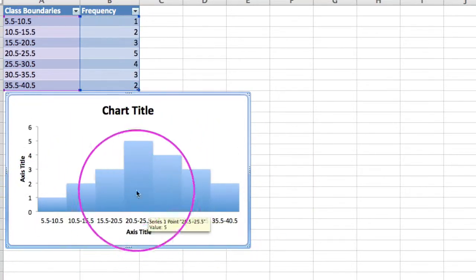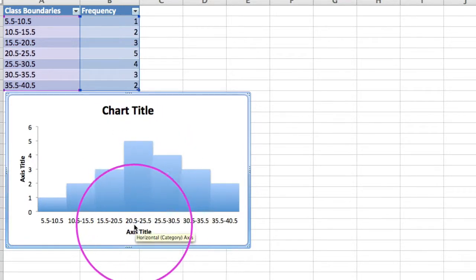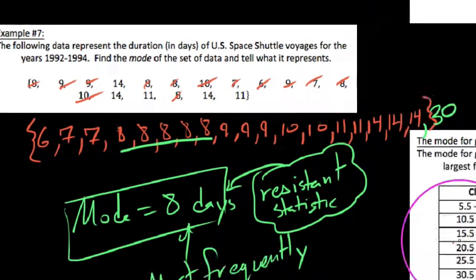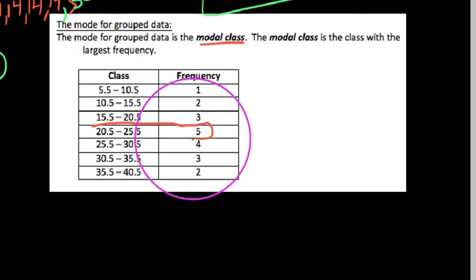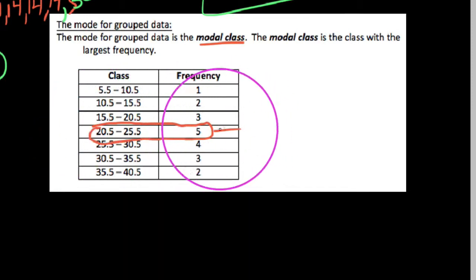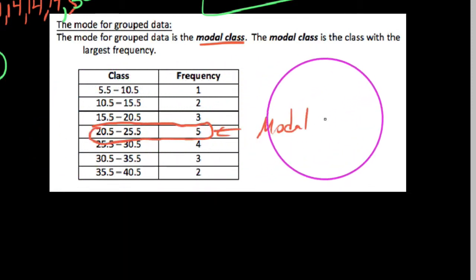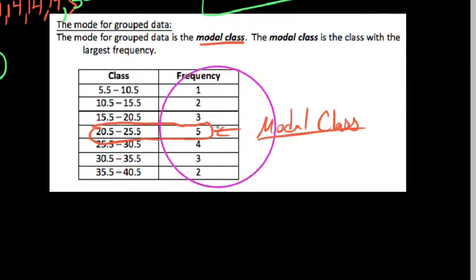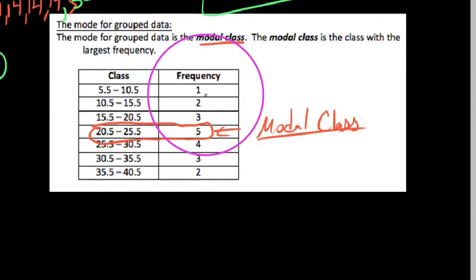The classes are at the bottom, but clearly between 20.5 up to but not including 25.5 miles, we can see most runners were in here. So when you look at grouped data, we refer to it not as having a mode, but as having what we call a modal class, where most of our runners lie. Okay, so that's the mode.